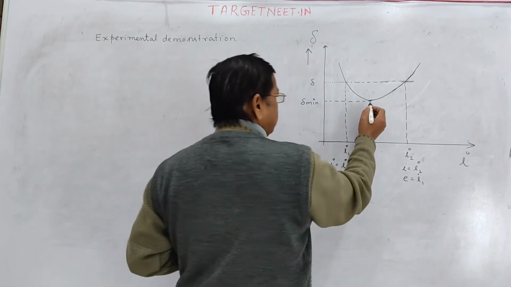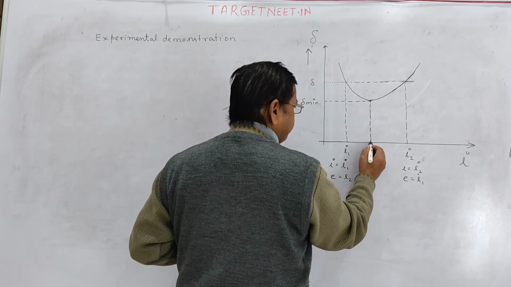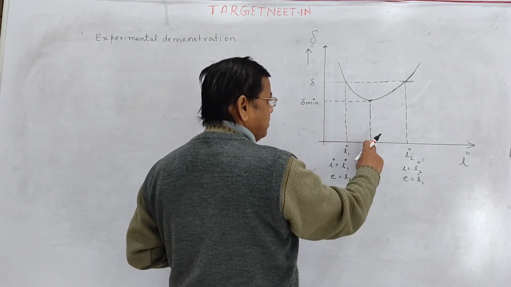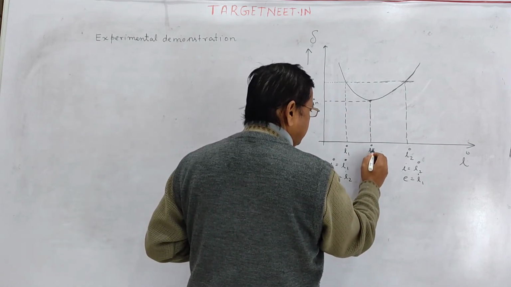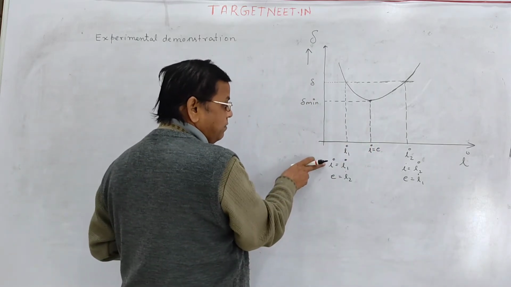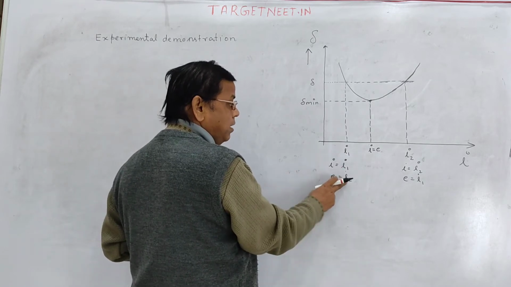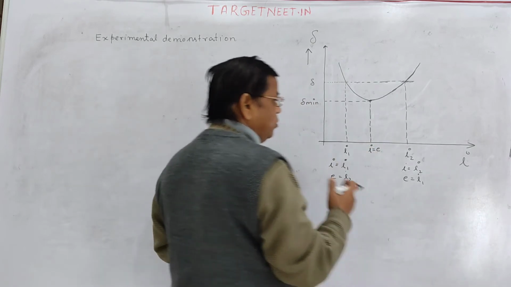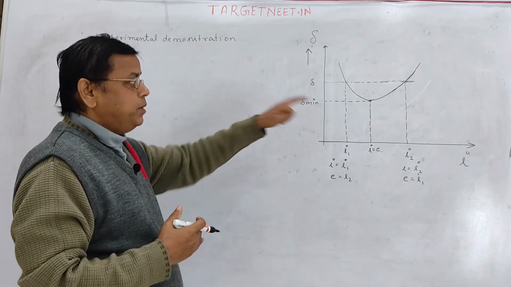But what about for this deviation? Here it is only one deviation, only one angle of incidence. So at minimum deviation, angle of incidence is equal to angle of emergence. Here angle of incidence is I1, angle of emergence is I2. Both angles are different. But here angle of incidence is equal to angle of emergence. So when angle of incidence becomes equal to angle of emergence, deviation becomes minimum.